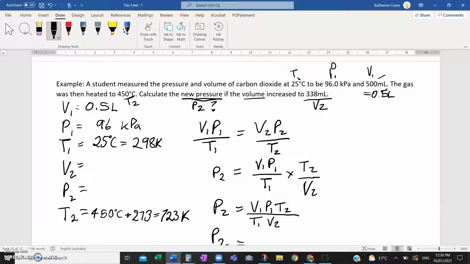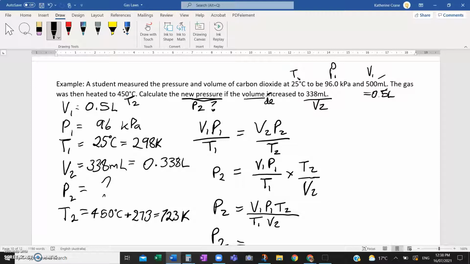The volume changed to, how did it increase to that? I don't know what I've done. Maybe it was meant to be decreased. I don't know. We're just going to use the numbers as they are. But 338 mL is not an increase in volume, it's a decrease. Anyway, that will be 0.338 litres.